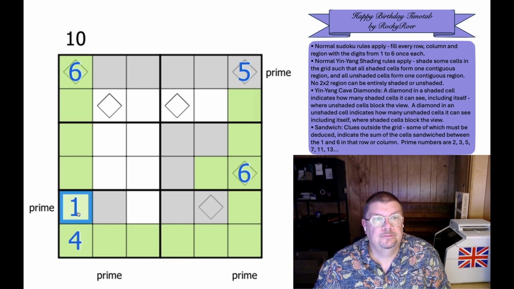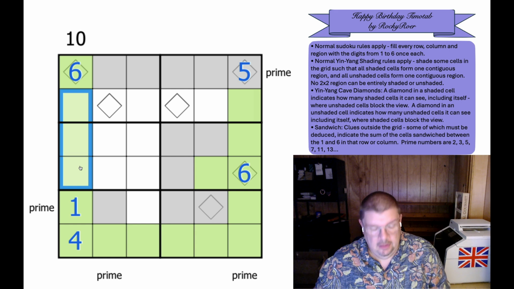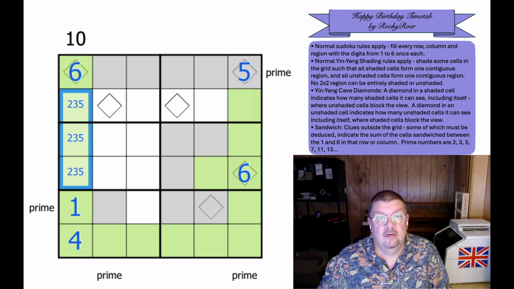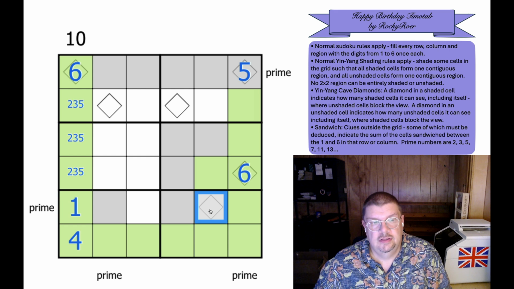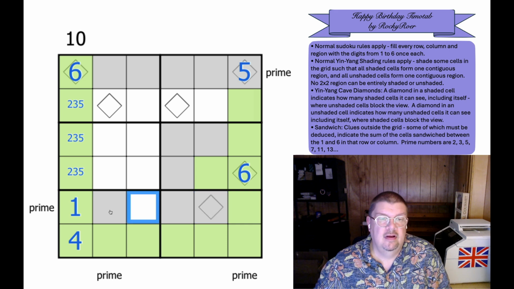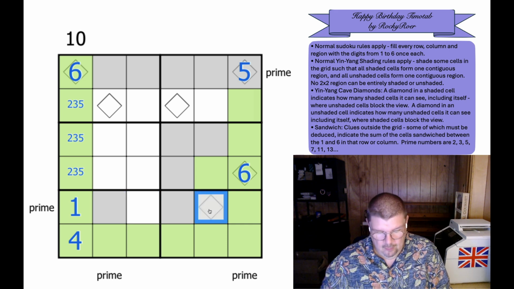Okay. That is 2, 3, and 5. So this digit is at least a 2. It can't be 3 because if that were grey, it would also then see that one. So that's 2 or 4.